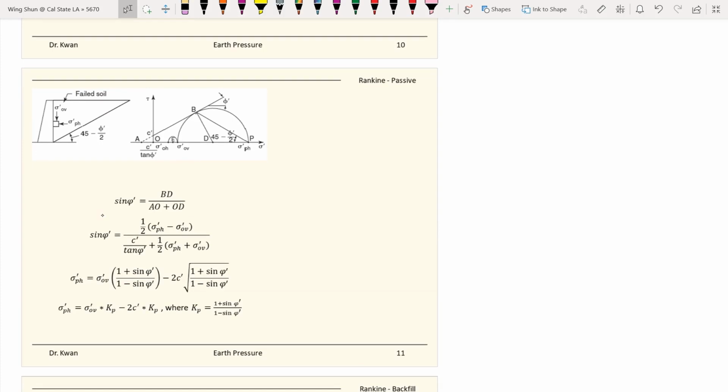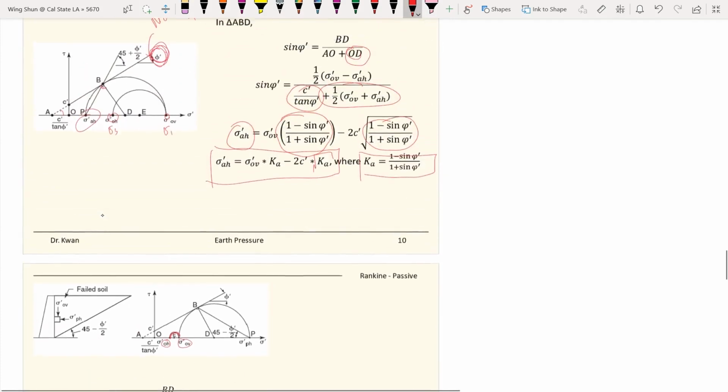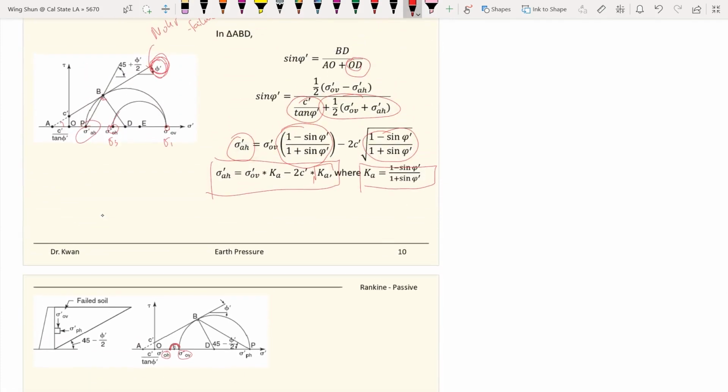So this is your initial stress state. This is the vertical stress, and this is the horizontal stress. And the circles right there are essentially the same thing here. The scale is different, so that's why one may look larger and the other one may look smaller. But those are the initial state, the at-rest condition.